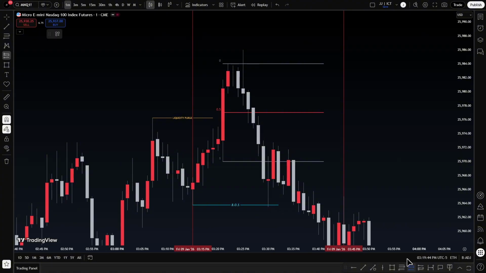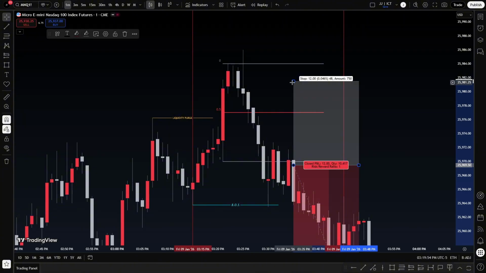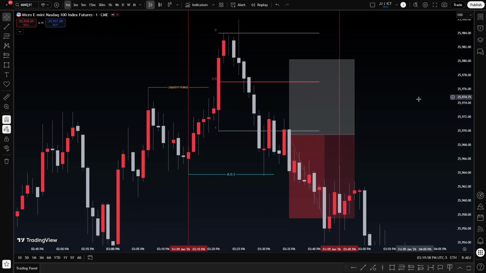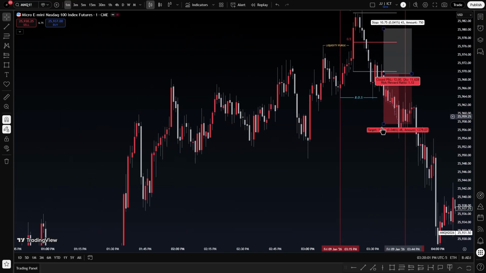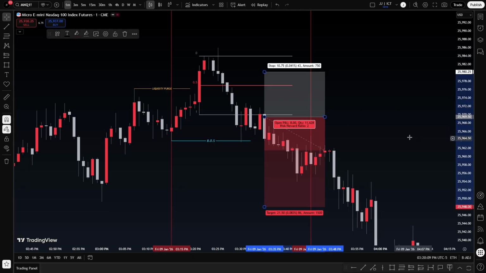Let's see here. Okay, so let's say we entered right around here when it was moving away from it. We set our stop at the top of the order block or maybe above equilibrium around there. Then you could target these equal lows right here. Boom. Exactly a 1 to 2 risk reward ratio.